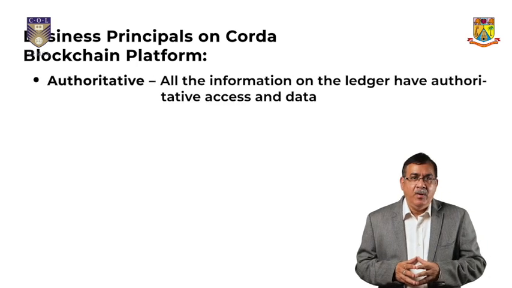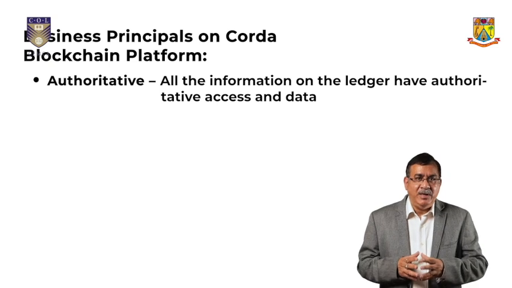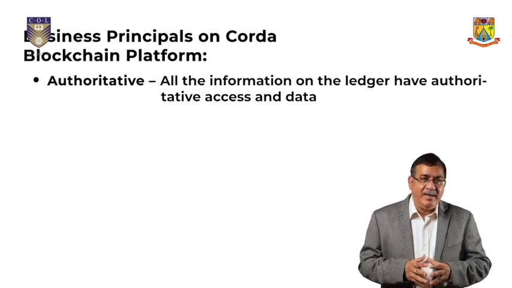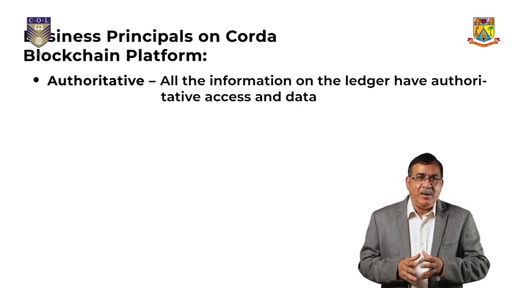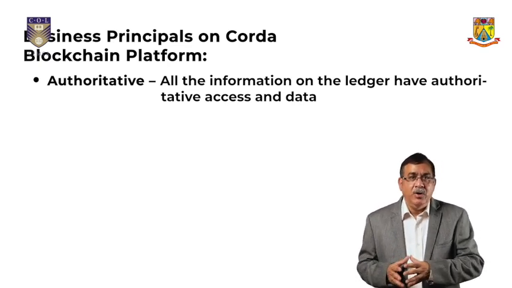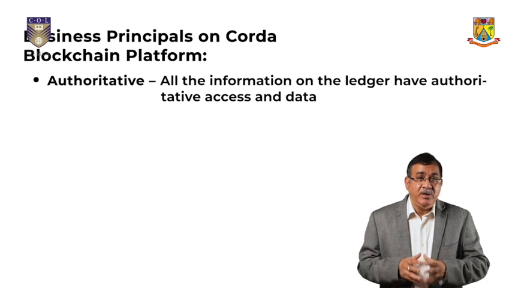Authoritative. All the information on the ledger has authoritative access and data. These won't be a shadow of the information kept somewhere else. So, every piece of information is the original copy.